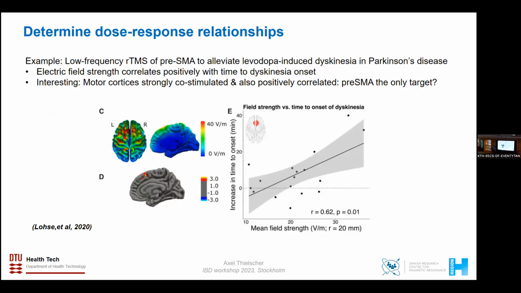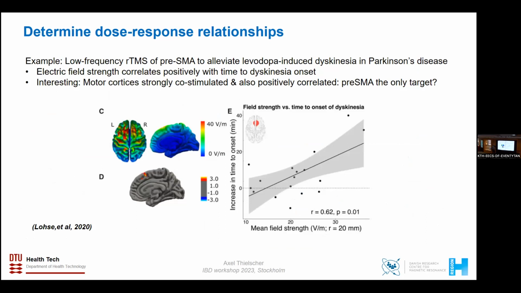So slowly people have the tool now available. As you had fMRI, now you can do field calculations, and people just do that and see whether they can find those response relationships. So I think that's really good and highly needed.